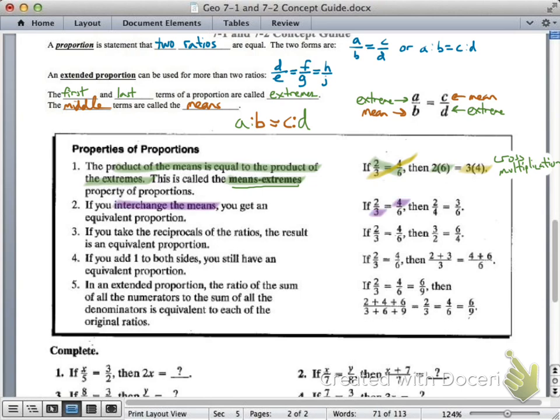You can interchange the means. If you have 2 over 3 equals 4 over 6, well, 2 over 4 equals 3 over 6. The things in the middle can exchange places.